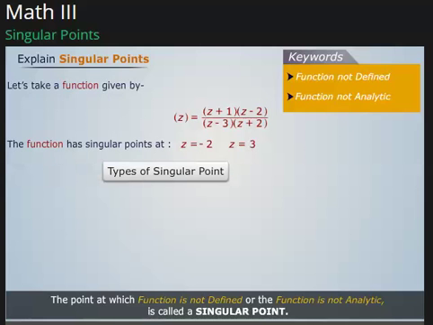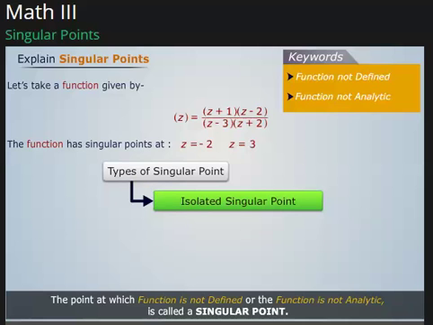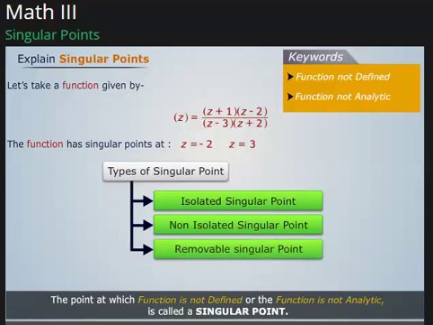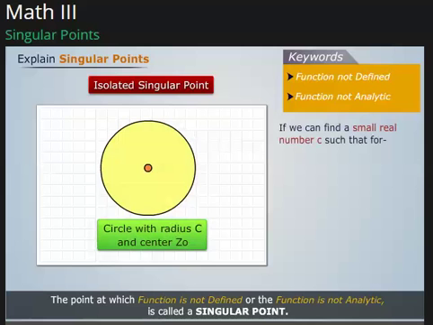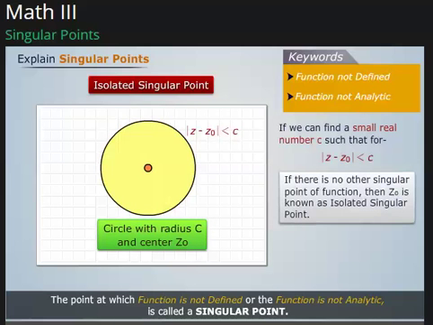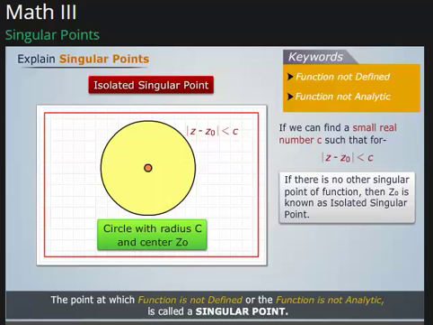There are various types of singular points like isolated singular point, non-isolated singular point, removable singular point, essential singular point. We will learn about each of these separately. Let's talk about isolated singular point. If we can find a small real number c such that there is no other singular point of the function, then z0 is known as an isolated singular point.